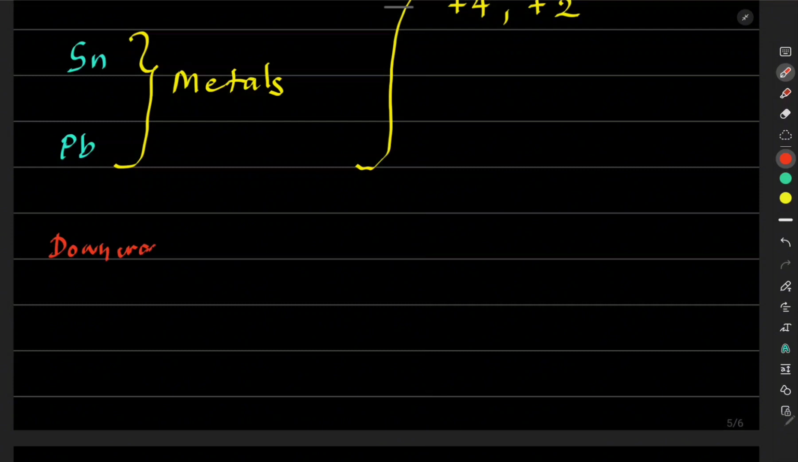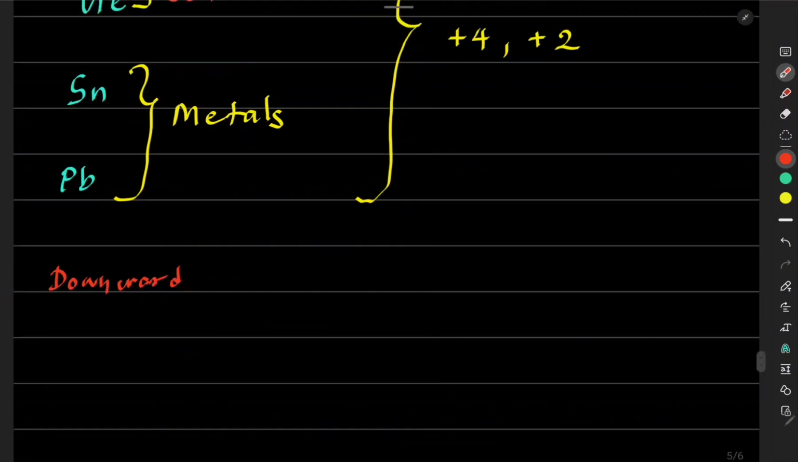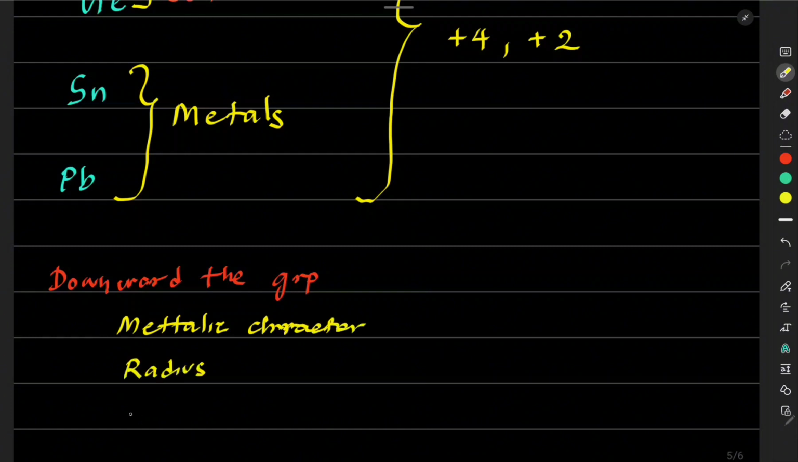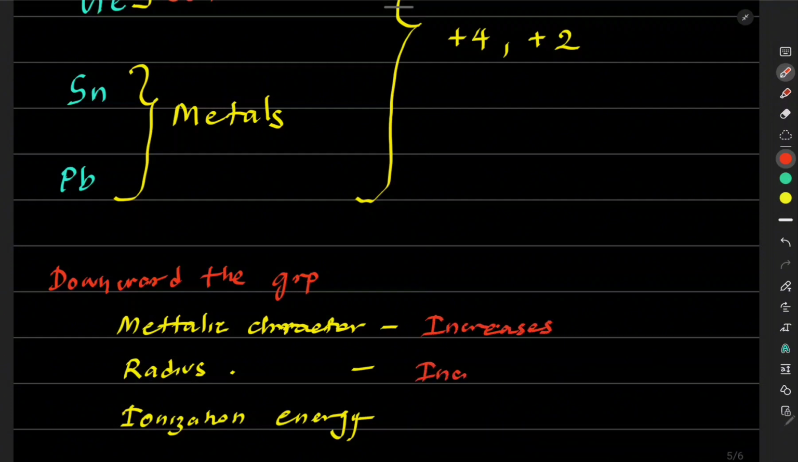Down the group, as you know, for every group, when we are going down the group, radius increases, electronegativity reduces, and metallic character increases. Downward the group, metallic character increases, radius increases, ionization energy decreases.